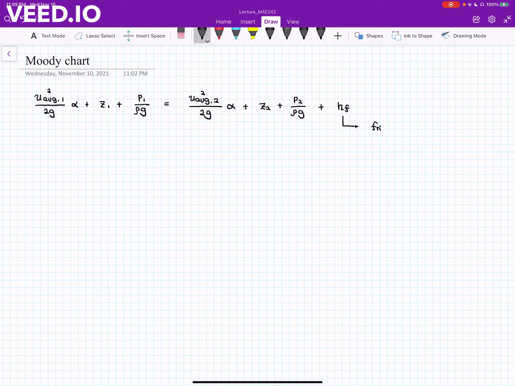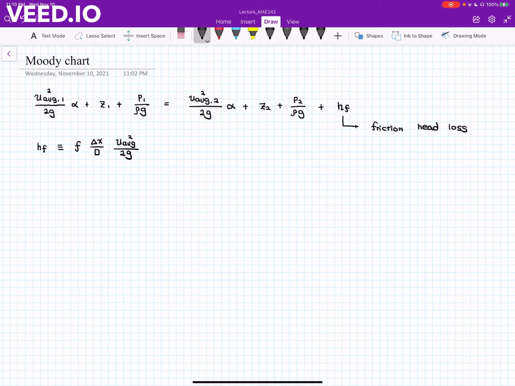friction head loss. Here I'm ignoring any of the pump head, turbine, and any of the minor losses. So this friction head loss is given as a product of friction factor times the length of the pipe divided by pipe diameter and average velocity squared divided by 2g.